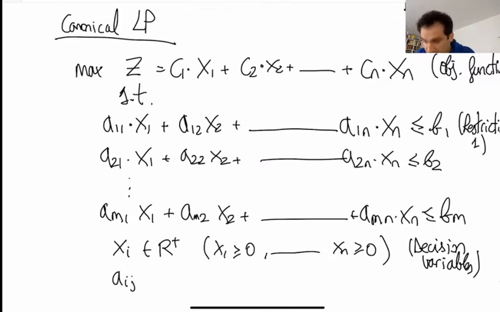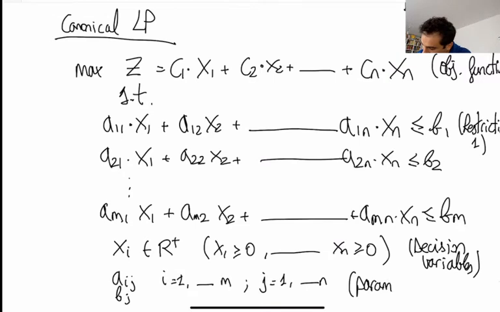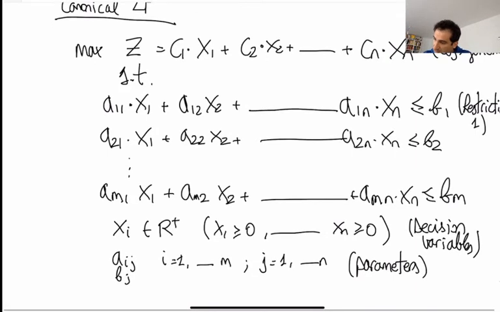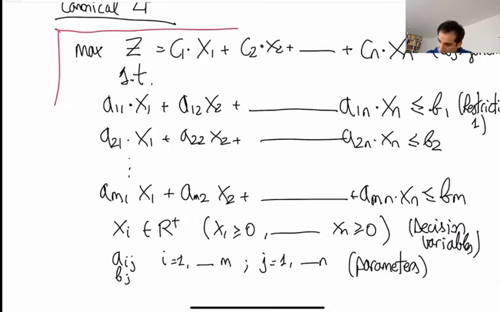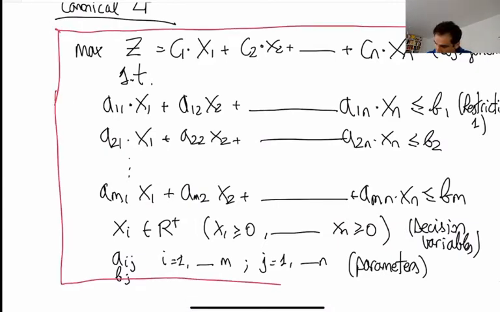aij, bj, i going from 1 to m, j going from 1 to n are the parameters of my model, right? Which is something that is known. And this is the canonical, or a canonical linear programming model.